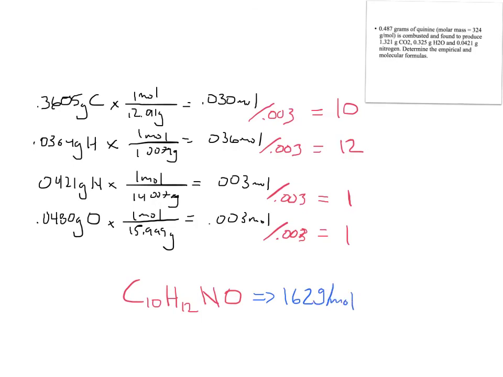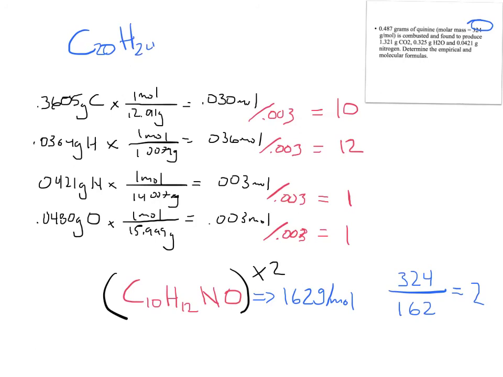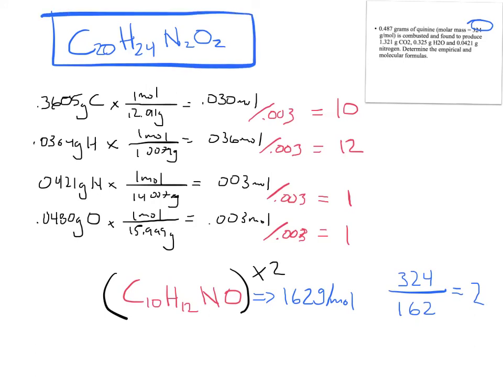So now we need to do some division. If the molecule itself, the real one, weighs 324 grams per mole, got that from the question up there, and the empirical formula weighs 162, what factor does it change by? It changes by a factor of 2. So it means we need to take everything inside of here and multiply it by 2. That means the molecular formula is going to be C20H24N2O2. And there you go. We just did a combustion analysis problem. We figured out what the molecular formula is for a mysterious compound called quinine.